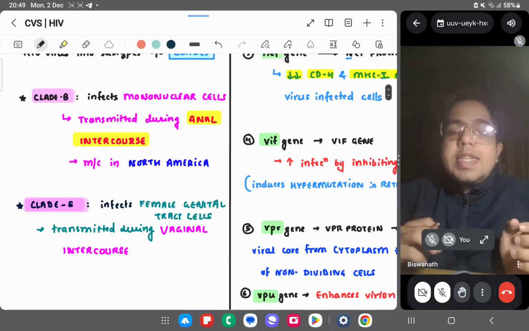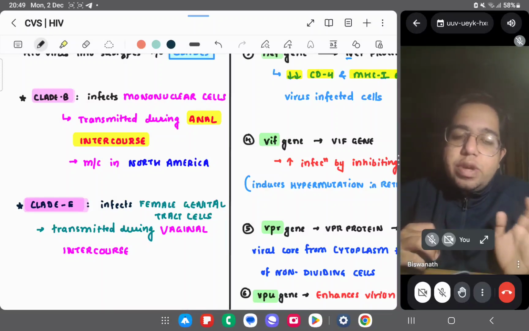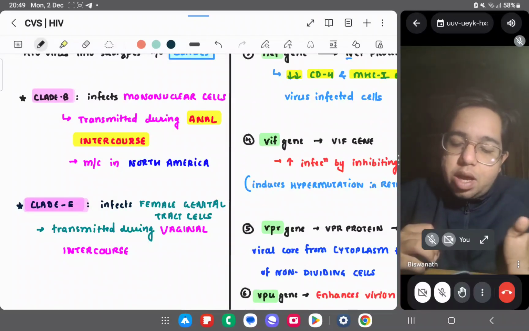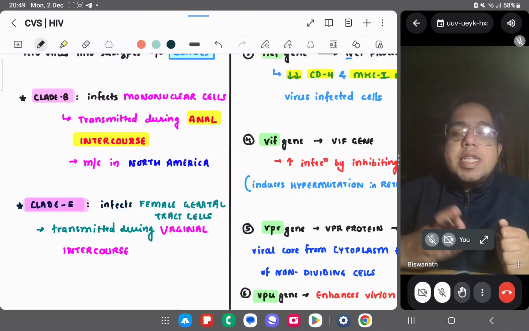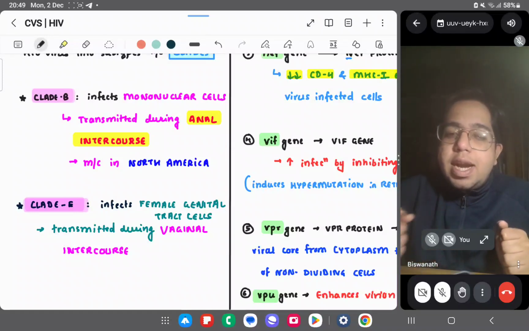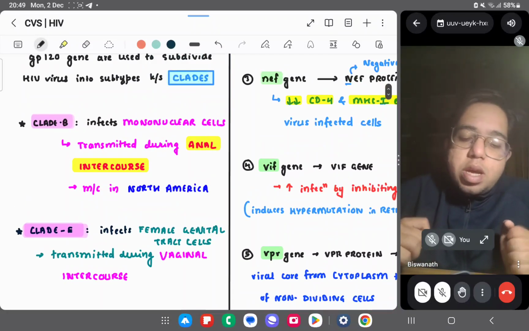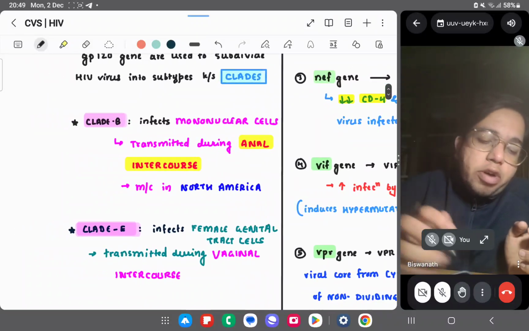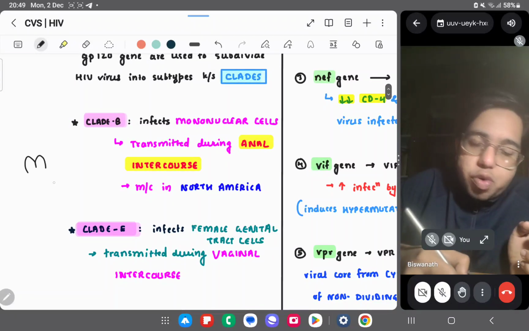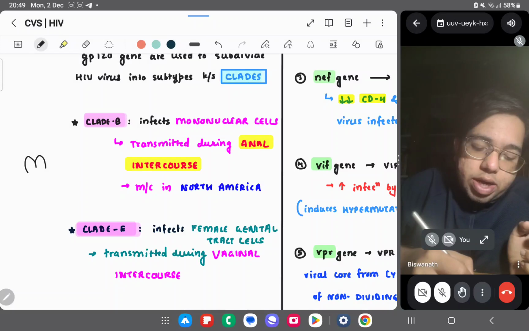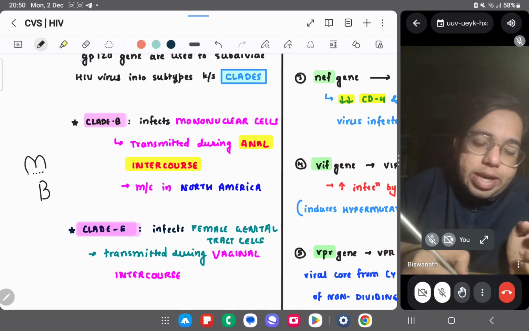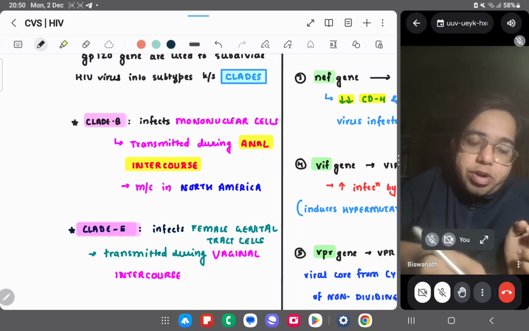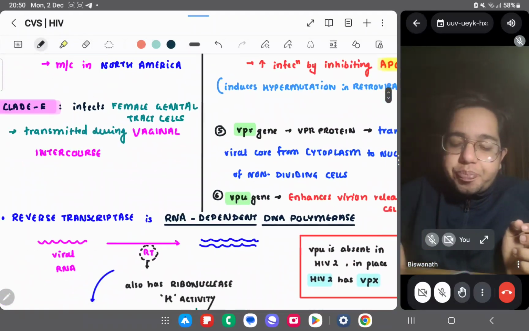Clade E is affecting the female genital tract, so you can remember EF, right? Female genital tract, transmitted during vaginal intercourse. Of course, genital tract is there, right? So B, mononuclear cells. How can you remember? Just write M, mononuclear cells of M. You can just put a stick here and rotate it. B. So clade B is affecting the mononuclear cells. You can remember like this, right?